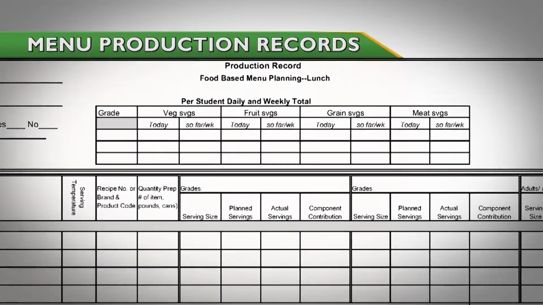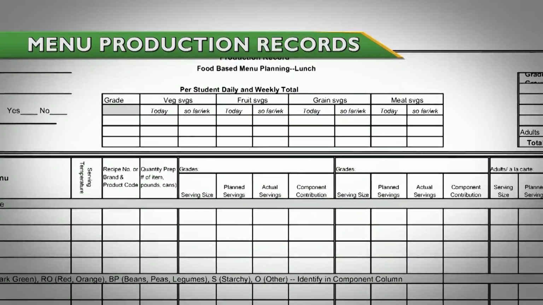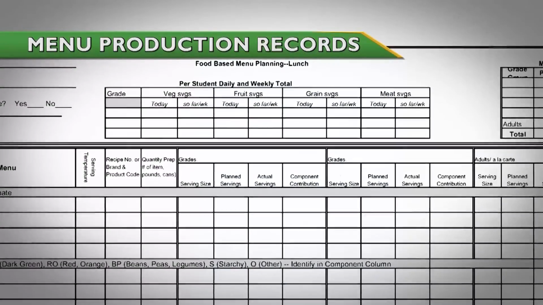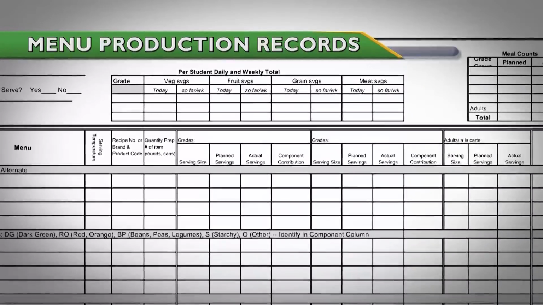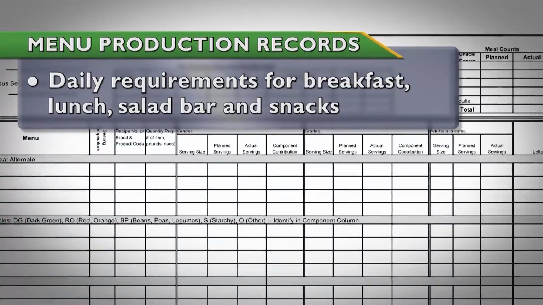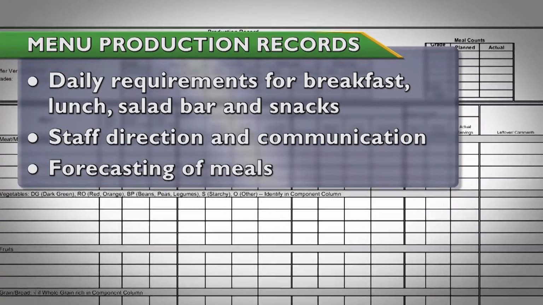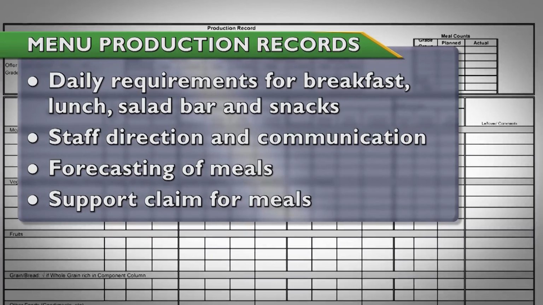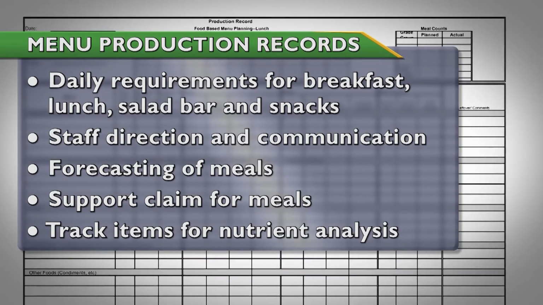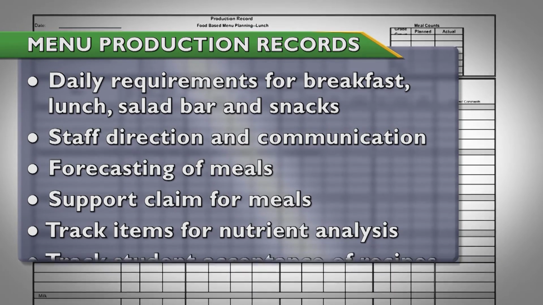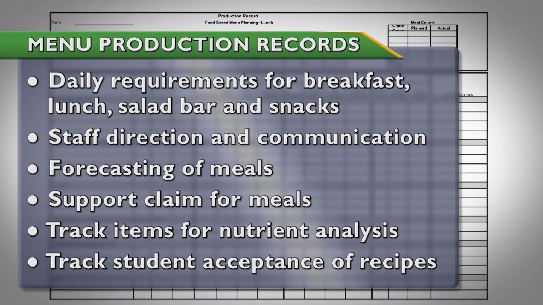Production records. The menu production record is a valuable tool in the menu planning process and serves the dual purpose of demonstrating compliance with program requirements and communicating the menu to staff. Production records also provide daily requirements for breakfast, lunch, salad bar, and snacks, staff direction and communication, the forecasting of meals, the support claim for meals, and the ability to track items for nutrient analysis. The menu production record is the ideal tool for tracking student acceptance of a recipe. Records should be kept for 3 years plus the current year.